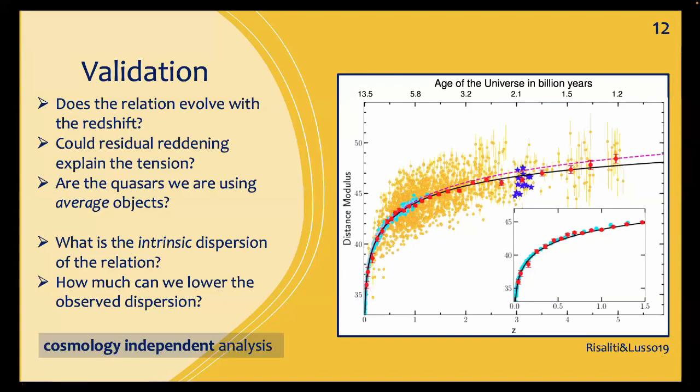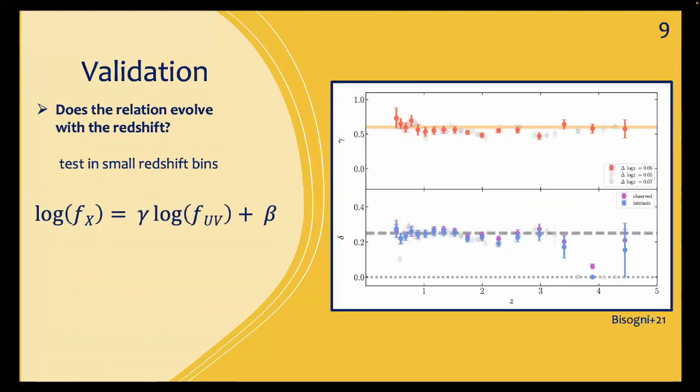So, first question, a very important thing: does this relation that we're using evolve with the redshift? Because obviously, if it does, we cannot put objects at different redshifts together. We can test this by dividing our sample in small redshift bins. And in each redshift bin, obviously, the difference between distances in object is negligible, and so we can use the relation with fluxes instead of luminosities. So we are not assuming any cosmology here.